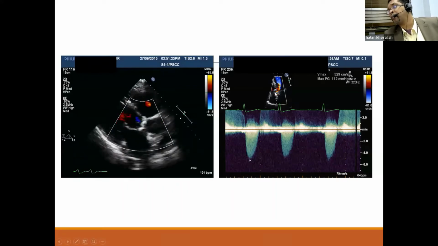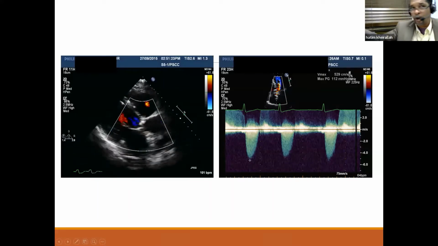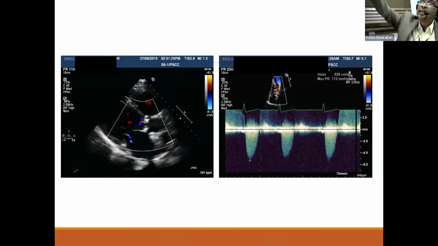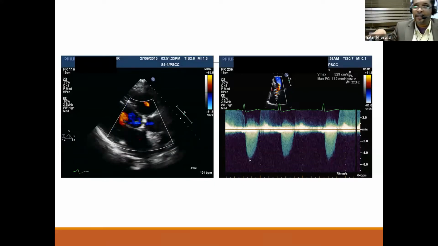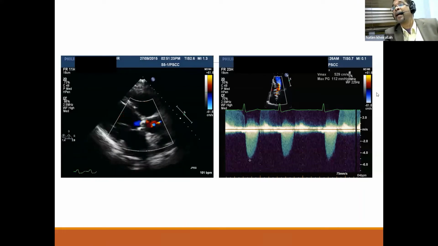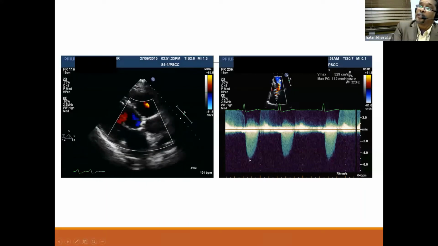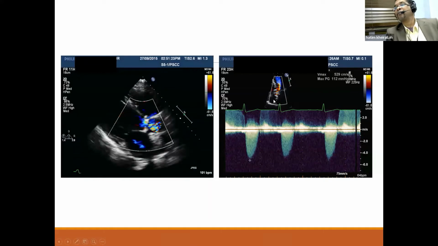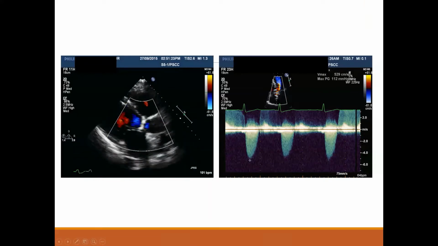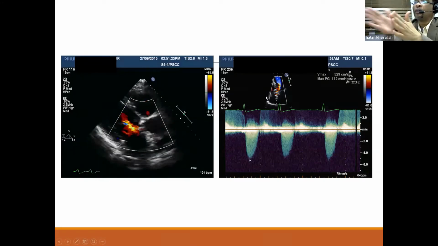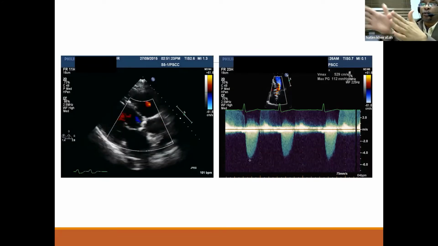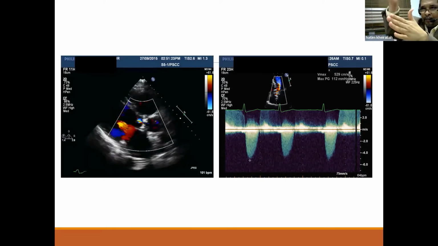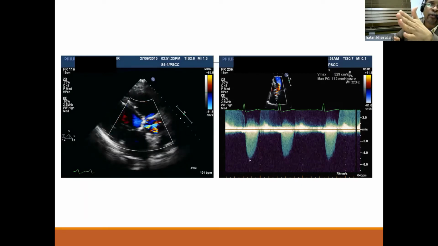Like here in the apical 5 chamber, it's open here. Now the jet is going in this direction, so you have to put the color on and you trace by the CW, okay? So you don't have to be blinded about the color. You cannot just put the cursor wherever. No, you have to switch on the color and put the cursor where the flow acceleration is seen, and you try as much as possible to come parallel to that aortic stenosis jet.